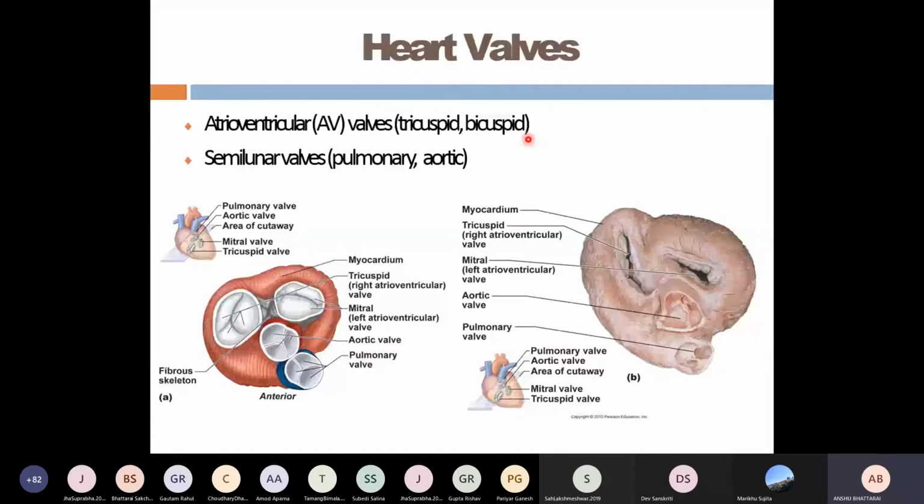So one is present in the pulmonary artery, which is known as the pulmonary valve. The next is the aortic valve, the semilunar valves. So what are the functions of these valves? The atrioventricular valves, tricuspid and mitral, prevent the backflow of blood from ventricles to atria during systole. So when the ventricles are contracting, it prevents the backflow of blood from the ventricles to atria.